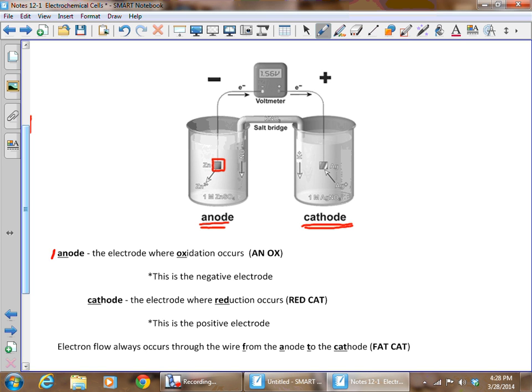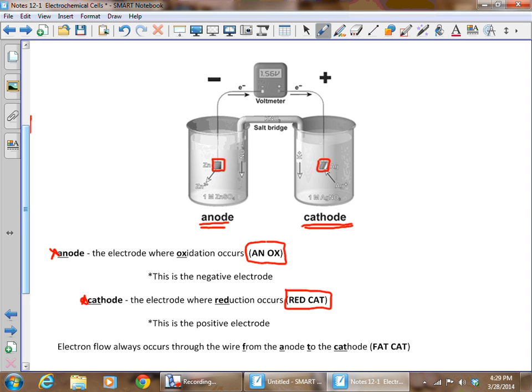As it says down here, the anode is where oxidation occurs. We have cute little ways of remembering that. An ox is the way we remember that oxidation occurs at the anode. Over here, the cathode is actually this piece of silver metal. The cathode is where reduction occurs, and red cat is what we use to remind ourselves that the cathode is where reduction occurs. The anode is a negative electrode. The cathode is the positive electrode.